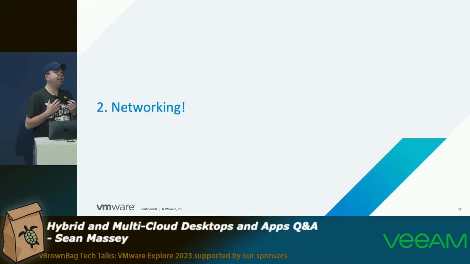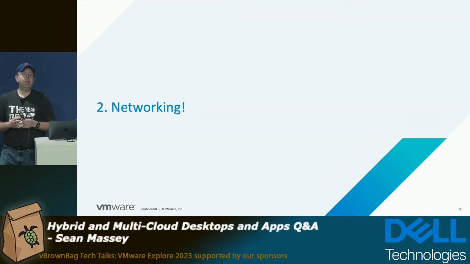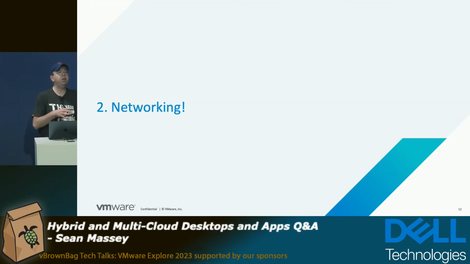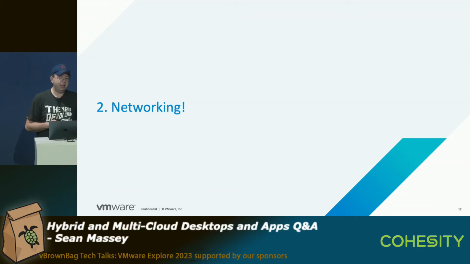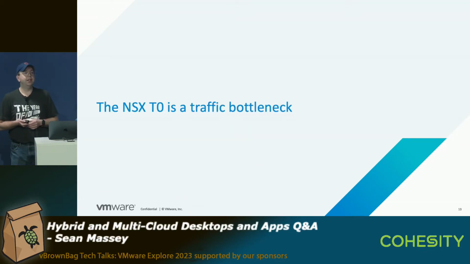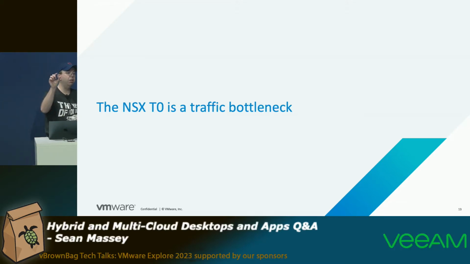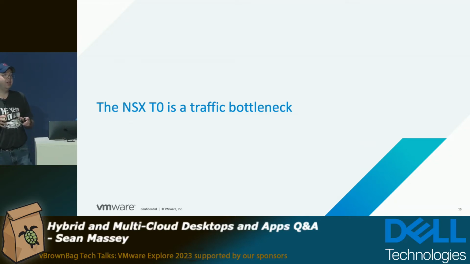Now, the second thing is networking. Networking is always a challenge with the cloud because the cloud itself has different networking models. The network itself is a shared service between you and other tenants. So the biggest thing with Horizon on a cloud-based SDDC is NSX. And that NSX T0 that sits at the edge of your SDDC is going to be the bottleneck because it is a software appliance. It's sized for what a typical workload is, but desktops aren't necessarily a typical workload.